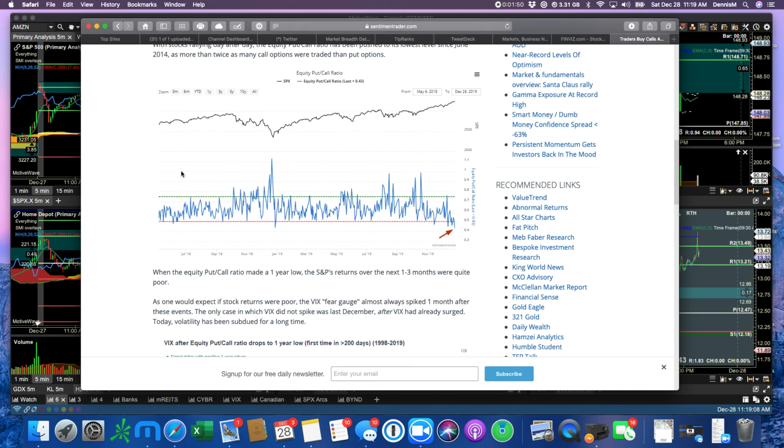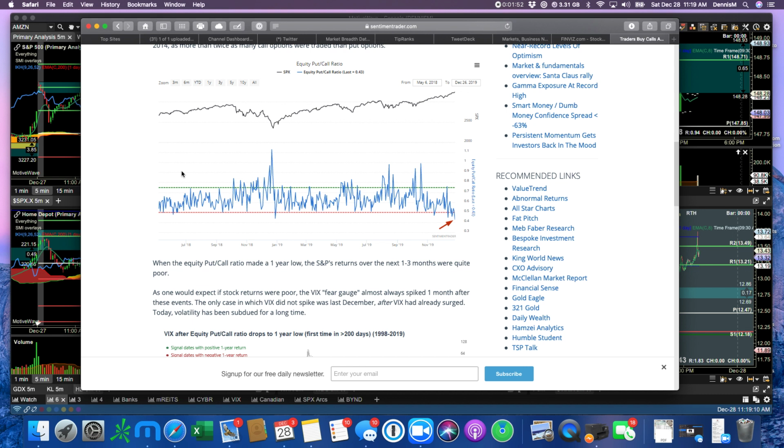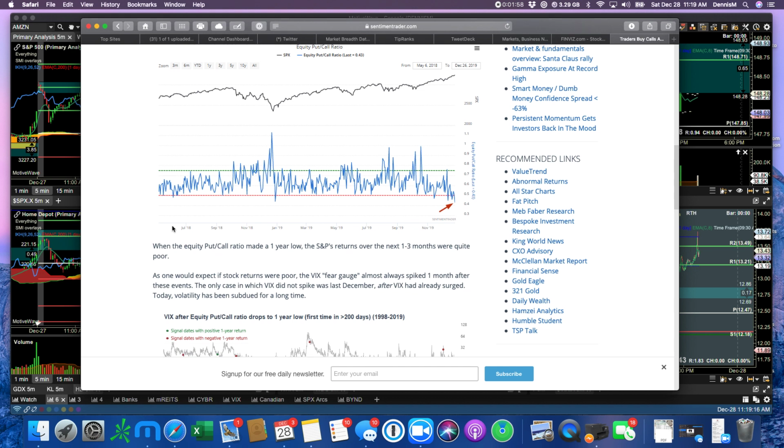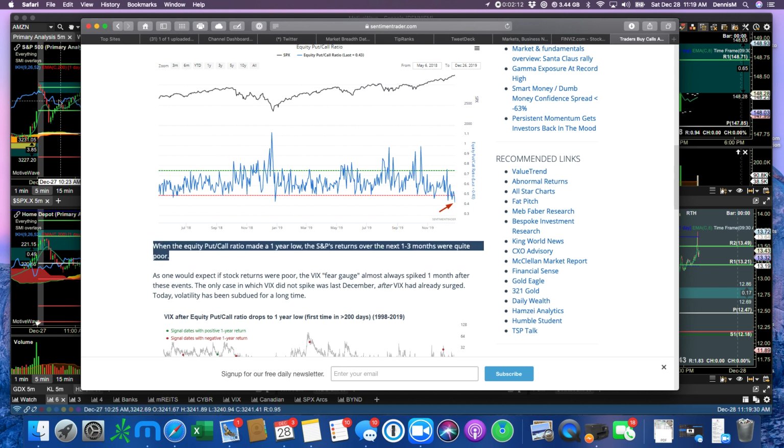But when there's a lot of bullishness out there, typically the smart money will come in and clean up what the dumb money has invested in the market. So when the equity put call ratio made a 1-year low, the S&P returns over the next 1 to 3 months were quite poor. So just remember that. Keep reading the rest of it.